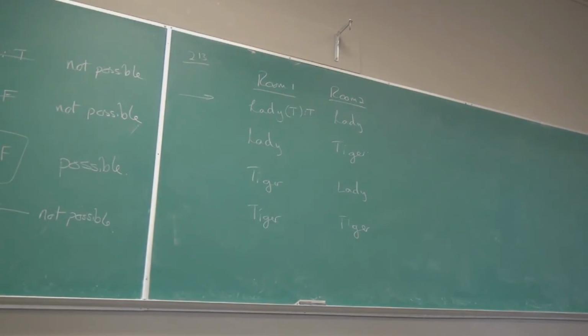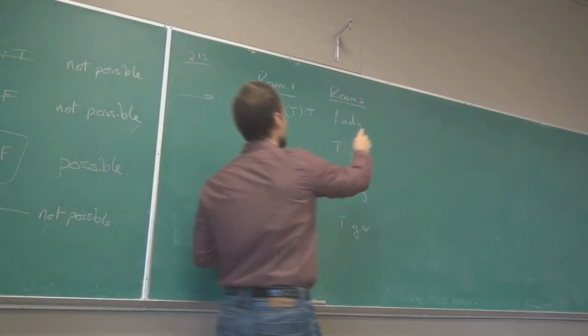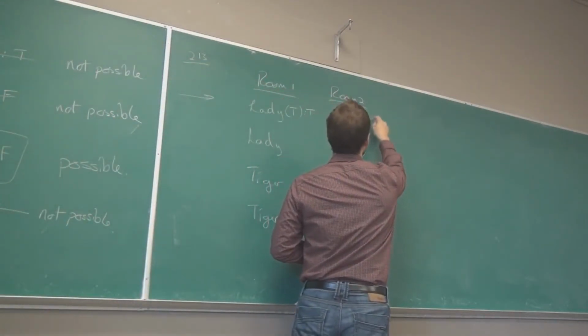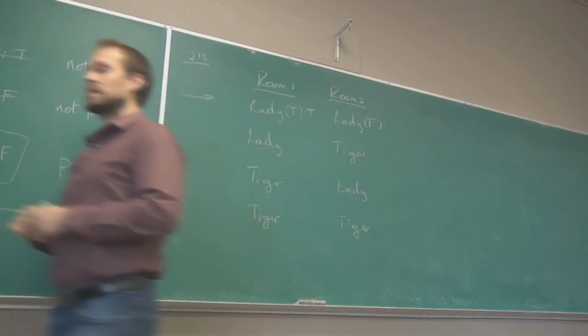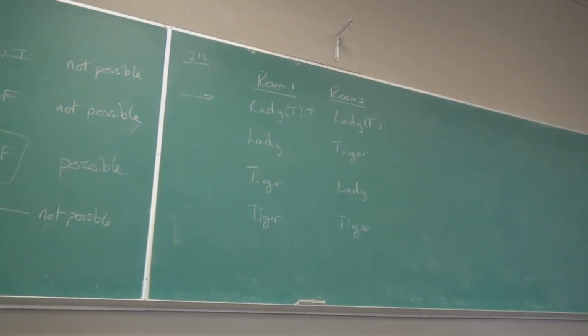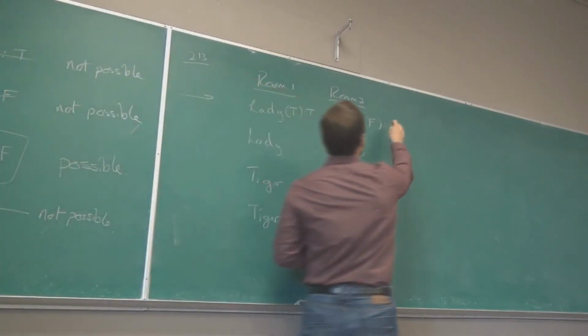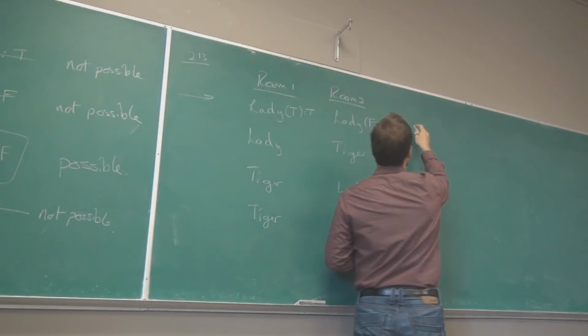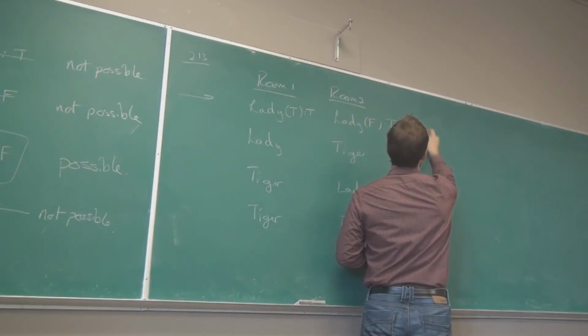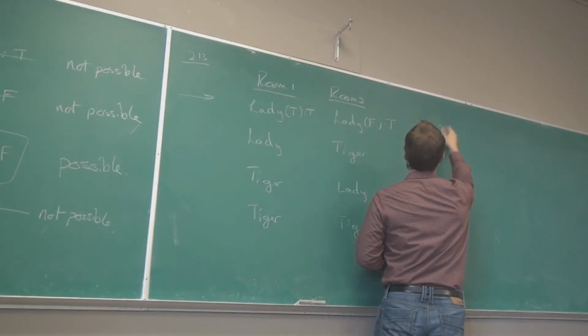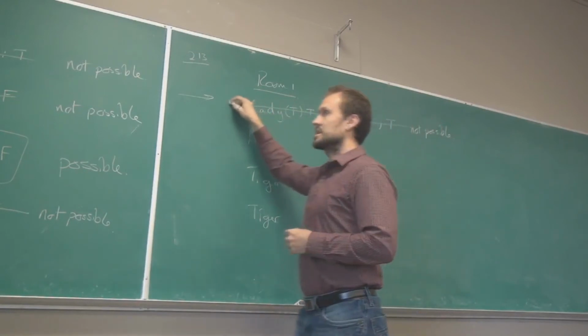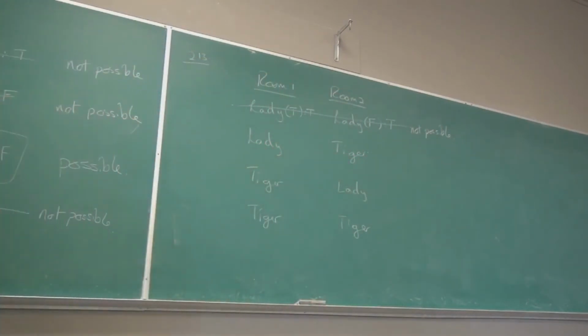We're good. If there is a lady in room 2, what should the sign be? False. Now let's see what it is. It says the other room contains a lady. True. That's true. Conclusion? Not possible. Sadly, the prisoner is out of luck. That is not what's happening.